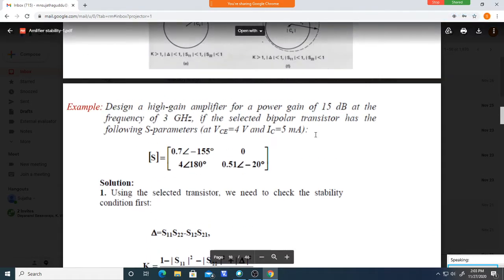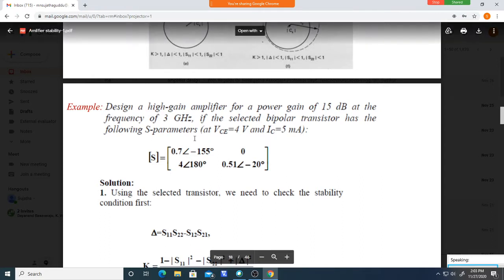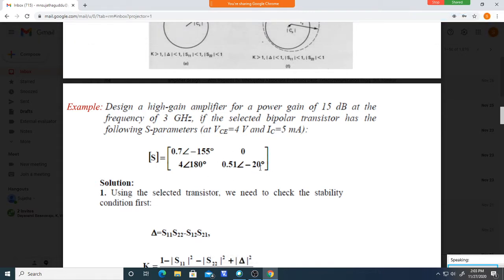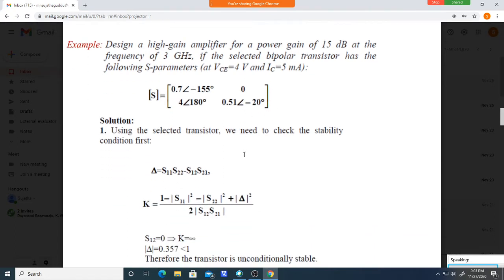For this specification, we got a solution. Okay, so this is from the S matrix of this given problem. It is a unilateral one. The device is unilateral because S12 equal to 0 here. So using unilateral design equations, we designed the amplifier.